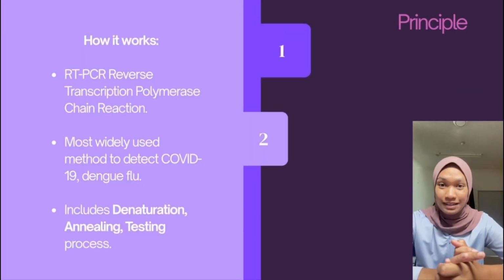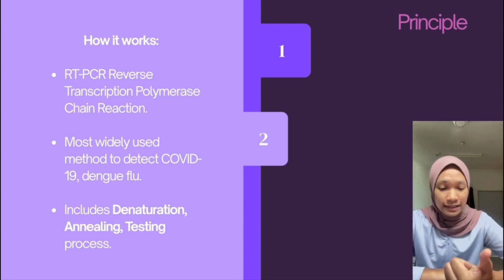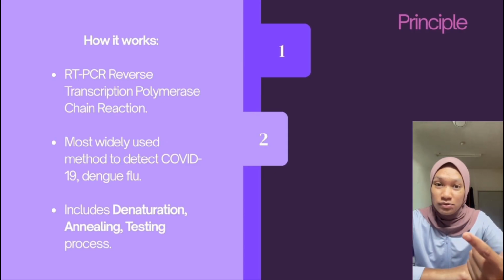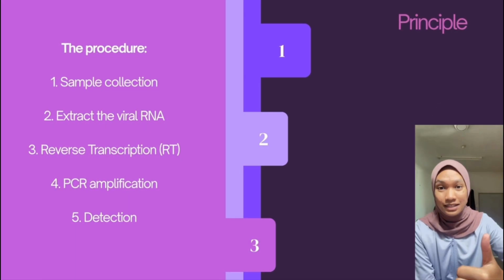The most common method is RT-PCR, so it is widely used in detecting COVID-19, dengue, and influenza. It involves three major steps, which are denaturation, annealing, and also extension. Then it is followed by analyzing whether the viral RNA is present. The procedure involves sample collection, RNA extraction, reverse transcription, amplification, and finally detection.